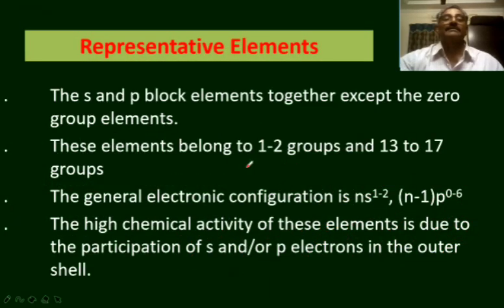Next, the representative elements. The s and p block elements together, except the zero group elements, are said to be the representative elements. The elements belonging to the first two groups and the 13th to 17th groups are these. The general electronic configuration is ns1 to 2, np0 to 6. The high chemical reactivity of these elements is due to the participation of s and/or p electrons in the outer shell. Because of that, these are said to be the representative elements.